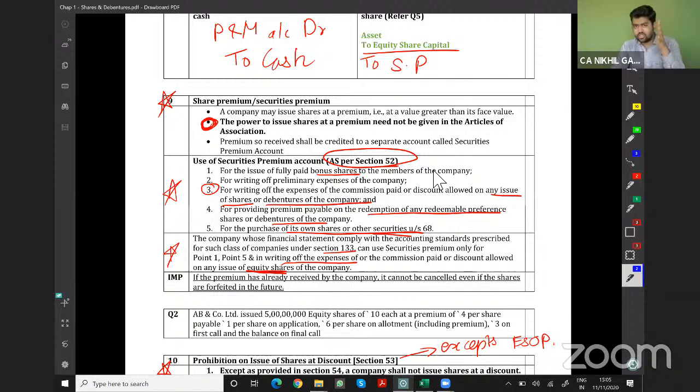The first one is buyback. The second one is bonus. The third one is expenses on issue of equity shares. Okay. Provision on issue of shares at discount: shares can be issued at face value, shares can be issued at a premium, but shares cannot be issued at discount. The only exception is ESOP, employee stock option scheme.